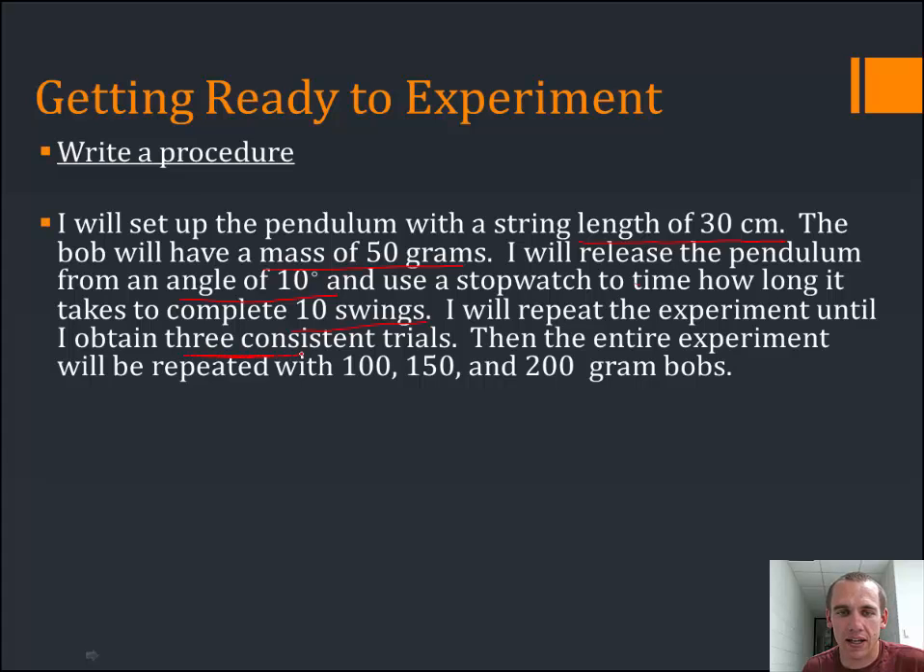We're going to talk about that in a minute. Then the entire experiment will be repeated with 100, 150, and 200 gram bobs. So that tells me what I'm going to change. So I started with 30 centimeters, that never changed. I started with 50 grams, that will change. And I started at an angle of 10 degrees, that never changed. I always measure 10 swings, and I'm looking for 3 consistent trials.